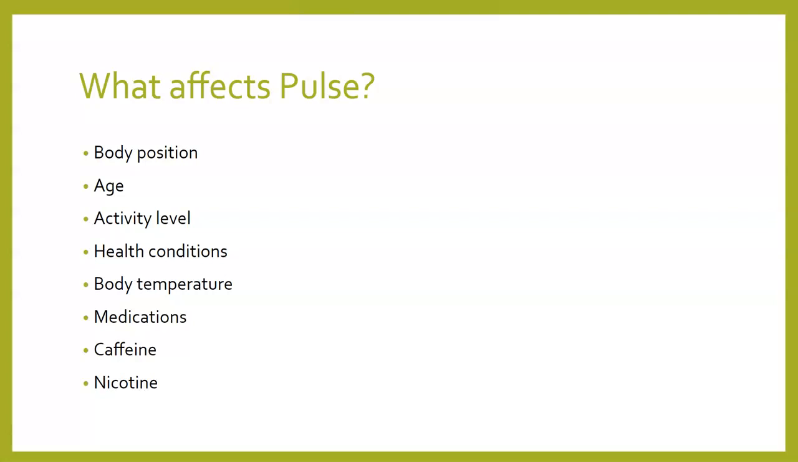And then body temperature. As your body temperature rises, your pulse will rise. As your body temperature lowers, your pulse will lower. Certain medications can lower the pulse or increase. And then caffeine and nicotine, again with your stimulants, that's going to cause your pulse to be increased.